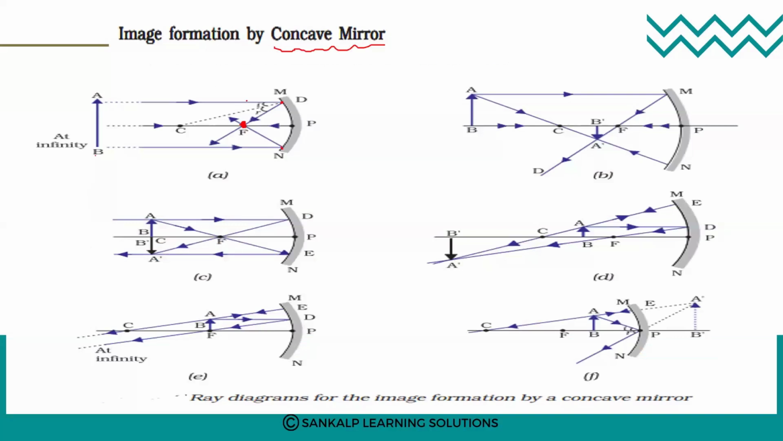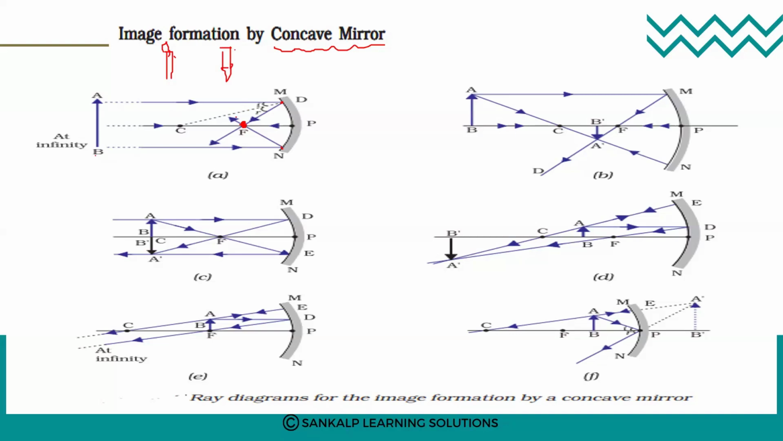What do you mean by real image? The image can be found on the screen. Found on the screen, that is called a real image. And inverted. Inverted means what? Upside down. See, the object is like this, then the image is like this. That is inverted. Okay.